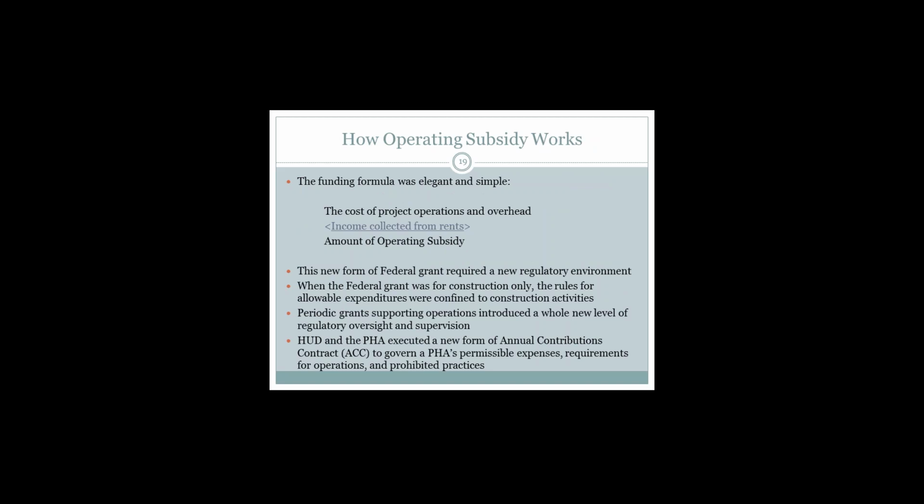This new form required some new regulatory environments. It required a new form of the ACC. It required HUD to govern what was permissible in terms of PHA expenses, what the requirements for operation were, and what were prohibited practices. It really created a whole new level of regulatory oversight and supervision on top of the fact that it created a funding shortfall for housing authorities.